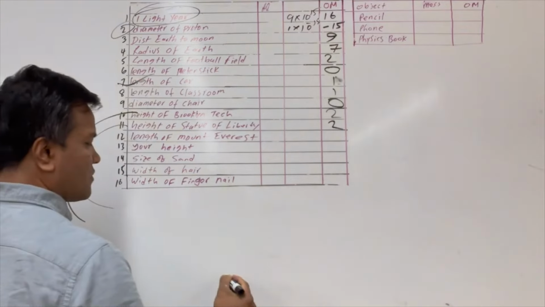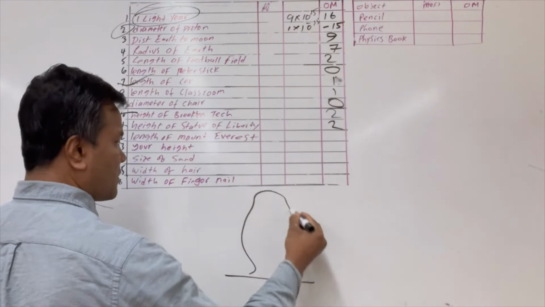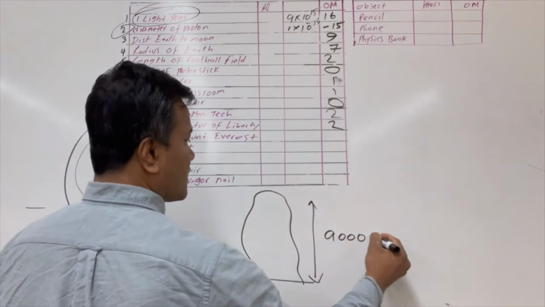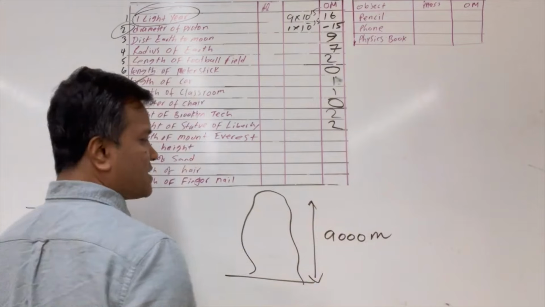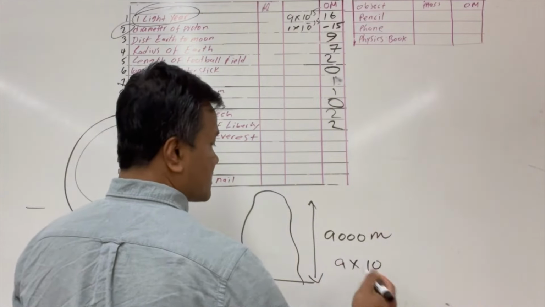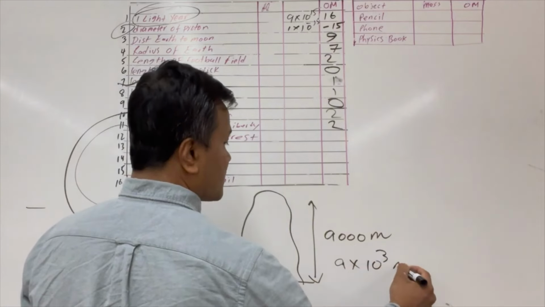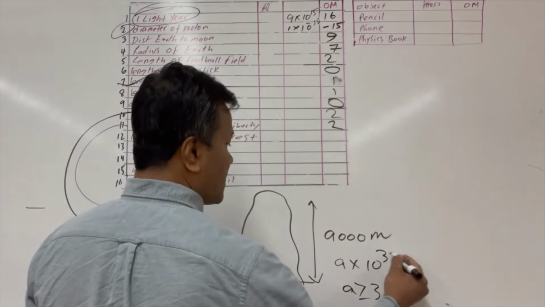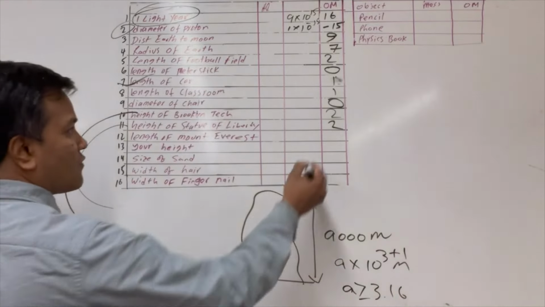Okay, now we're going to do height of Mount Everest. Mount Everest in Nepal is 9,000 meters. 9,000 meters is close to 10,000, right? Or let's put it in scientific notation, it doesn't really matter. 9 times 10 raised to 3 meters. A is greater than 3.16, then B must be plus 1, so 4.